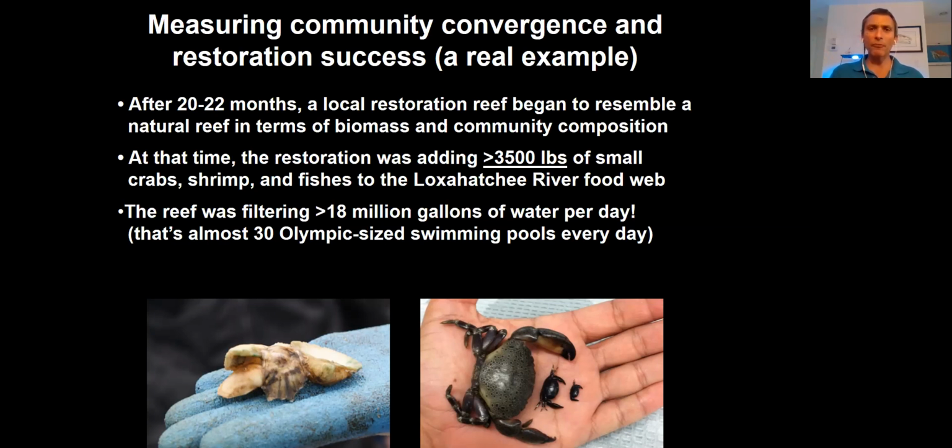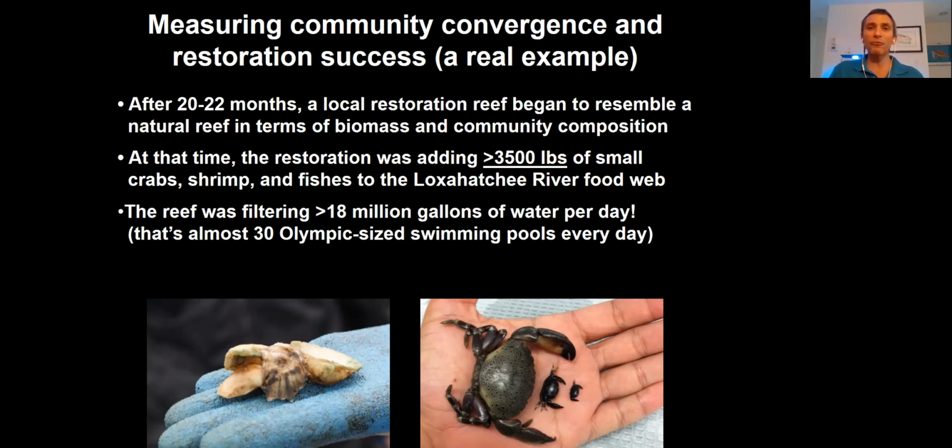And these numbers come from that 3-acre reef. After about 20 to 22 months, the types of animals that we found living on that reef and the biomass of animals living on that reef looked very similar to nearby oyster reefs that I had been studying for the previous decade. At that time, that 3-acre reef had about 3,500 pounds of tiny fish, shrimp, and crabs living in it. That's a lot of biomass when you think about how small these animals are.